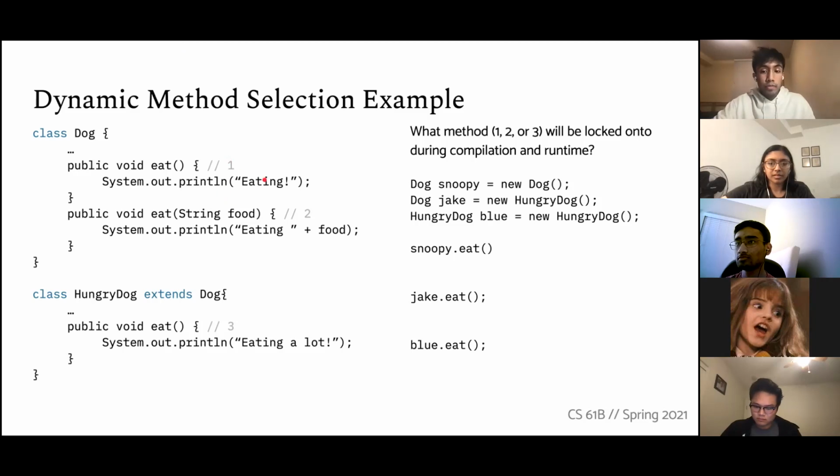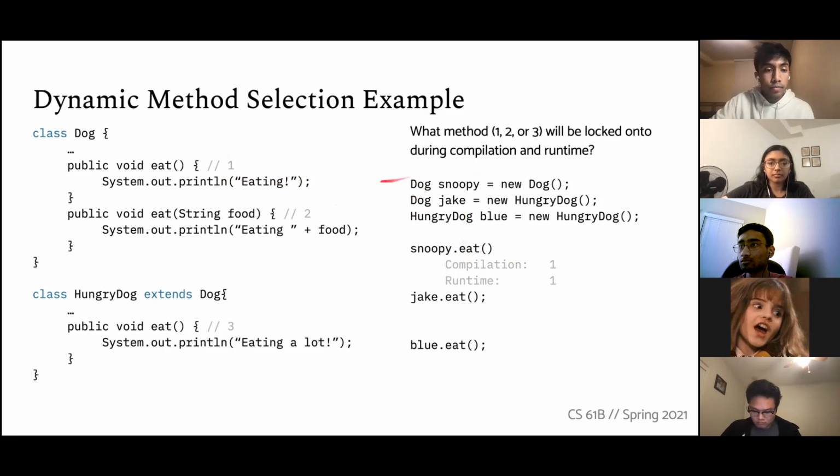So I'm gonna get started. Can people say in chat what will be the compiler method for snoopy.e? And what about the runtime method? Yeah, so exactly. Walking through this step by step, snoopy.e, we're gonna look at first the static typing.